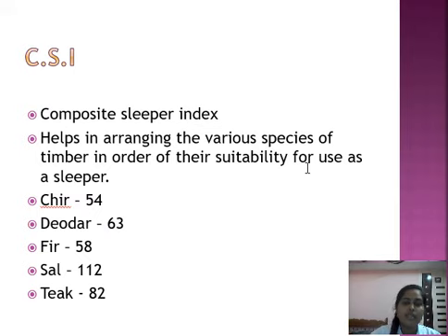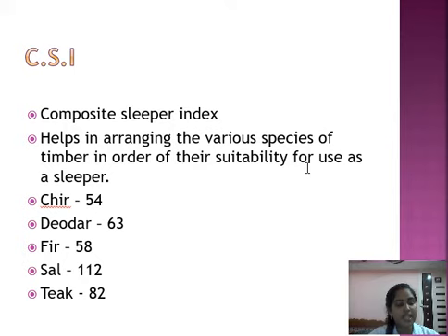So what is this composite sleeper index? This composite sleeper index is the abbreviation form of CSI. This CSI helps in arranging the various species of timber in order of their suitability for use as a sleeper. So for what purpose are they using this composite sleeper index? It is for arranging the timber, like in an index page.